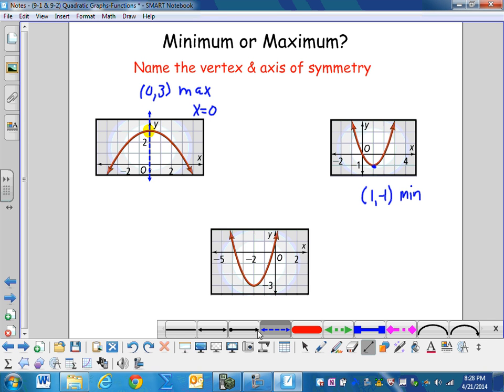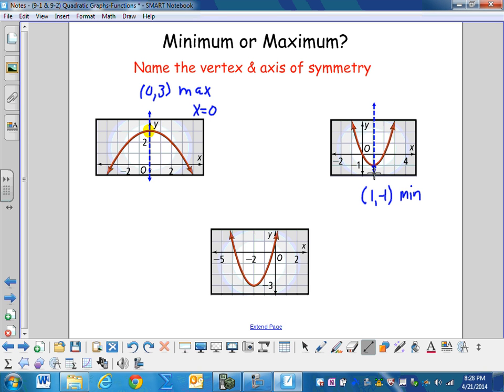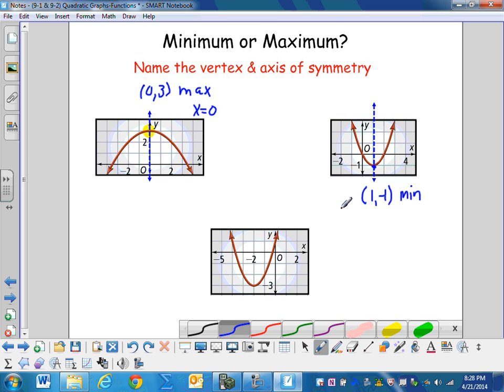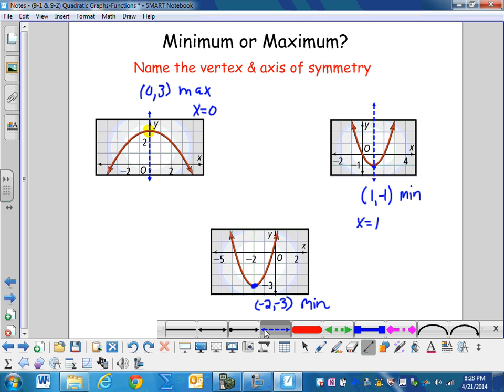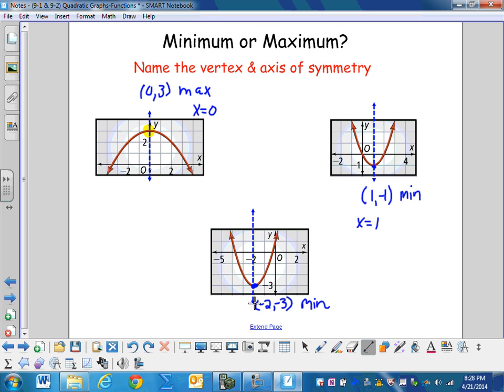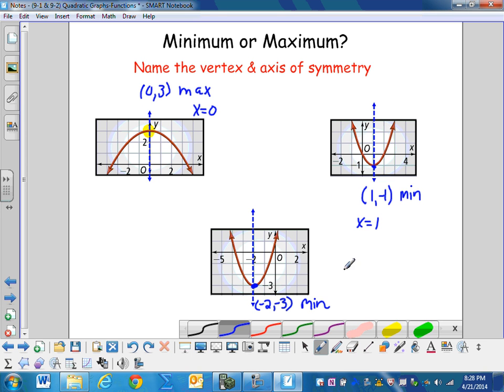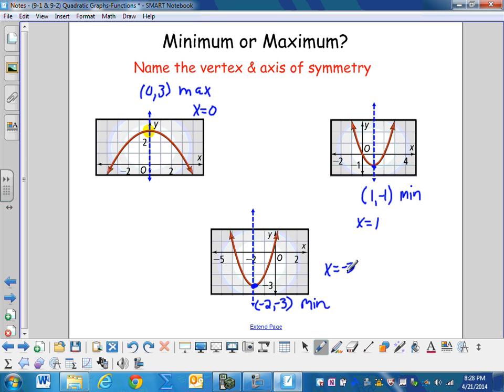And our axis of symmetry goes through that. The equation is the same as the x value, x equals 1. In our third example, the graph falls to a point, the vertex, negative 2, negative 3, and then rises. Since it's the lowest point, we call it a minimum, and we can draw the line of symmetry, or axis of symmetry, and then we write the equation, x equals negative 2. So it has the same value as the x of the vertex.